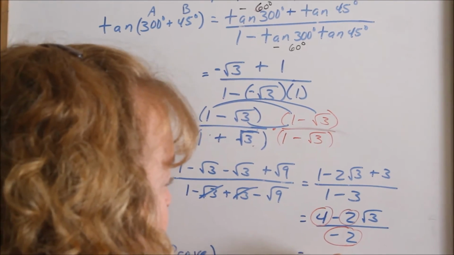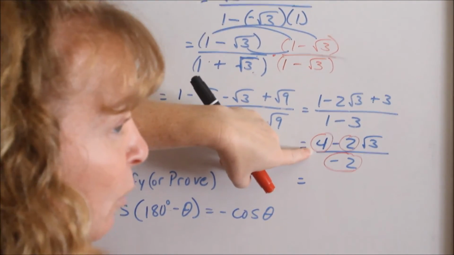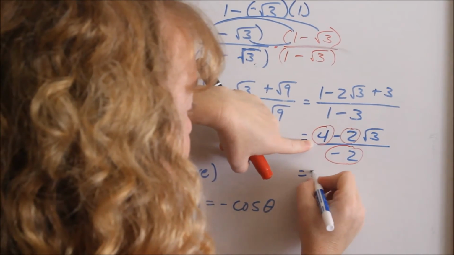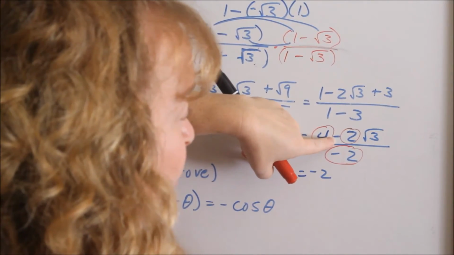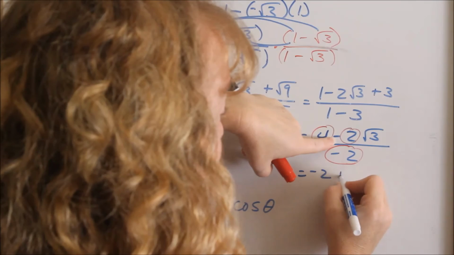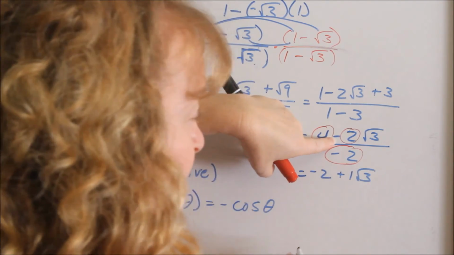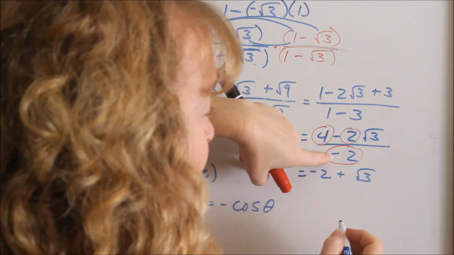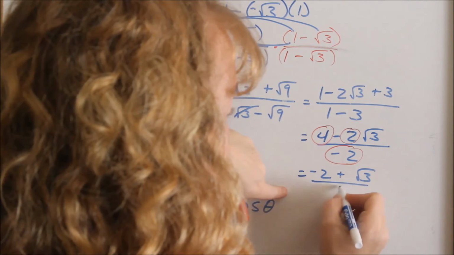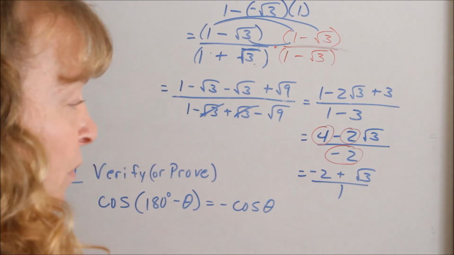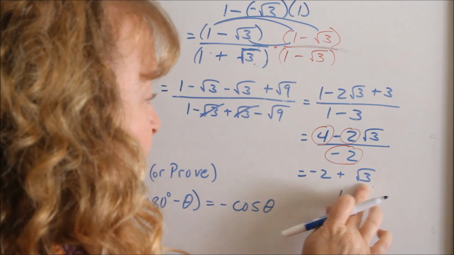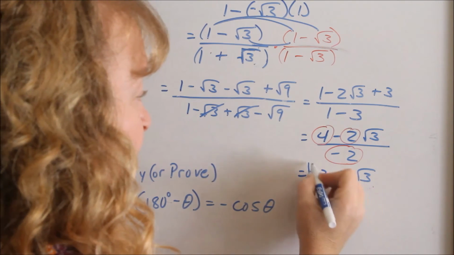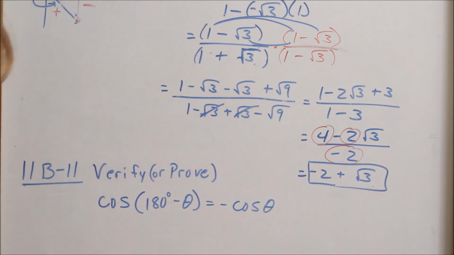So in other words, if I reduce this by negative 2, 4 divided by negative 2 is a negative 2. Negative 2 divided by negative 2 is positive 1. You don't have to write your 1. Negative 2 divided by negative 2 is 1, but you don't have to write it over 1. So anytime you have a denominator of 1, you don't have to write it. So that should be your answer: negative 2 plus square root of 3. That was a good reminder and review on conjugates.